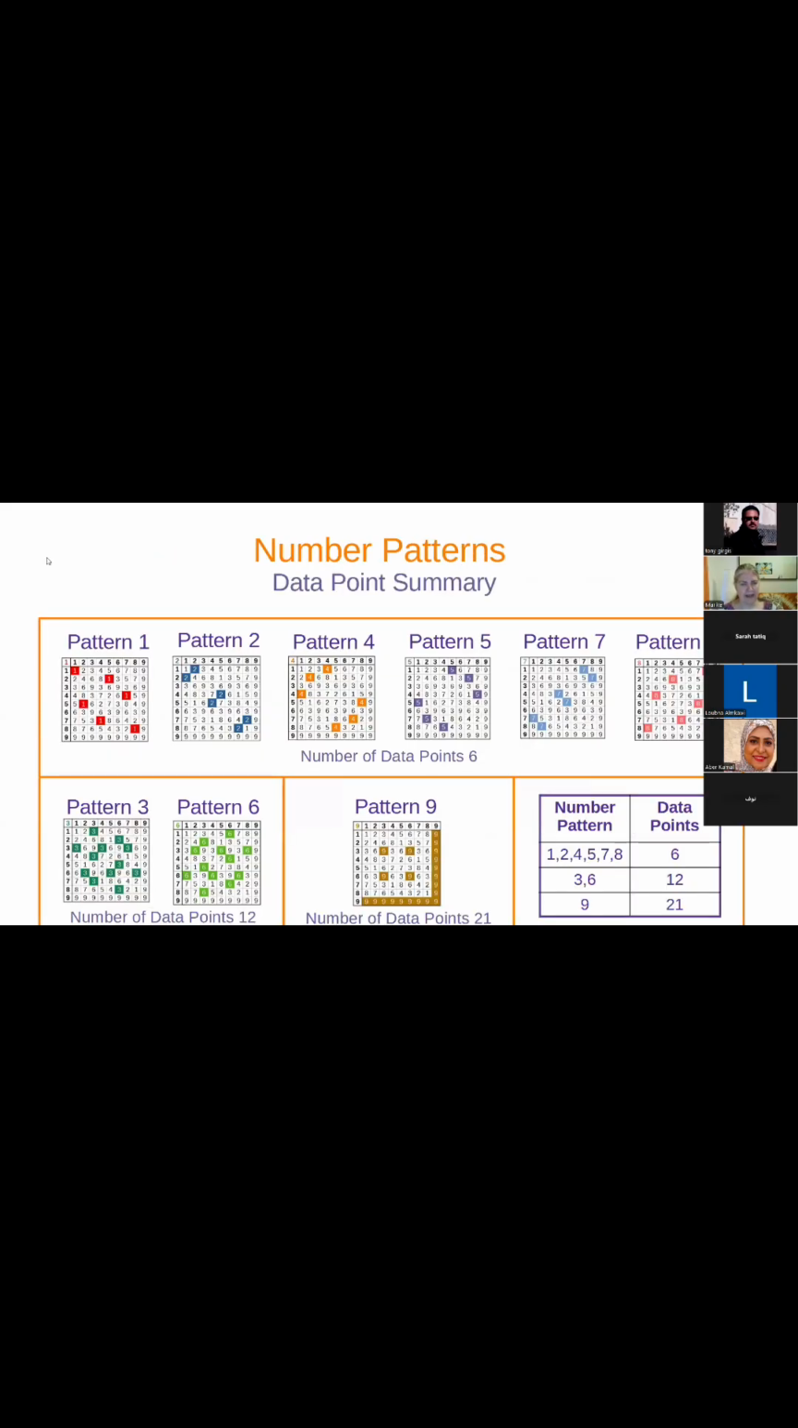Now, when we look at the data points, I put them visually together. The patterns with 6 data points are in the upper panel. The patterns with 12 data points are in the lower left corner. In the lower middle is the pattern with 21 data points. And in the lower right corner is a tabulated outcome, where we can see that we have different amounts of number patterns that have different data points.